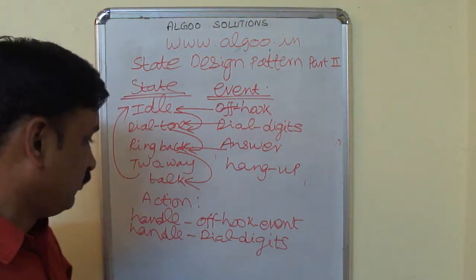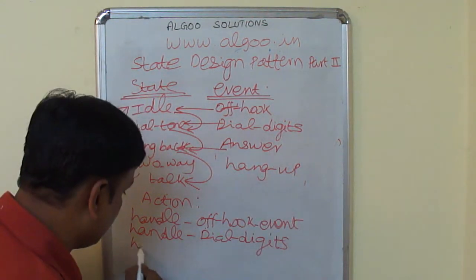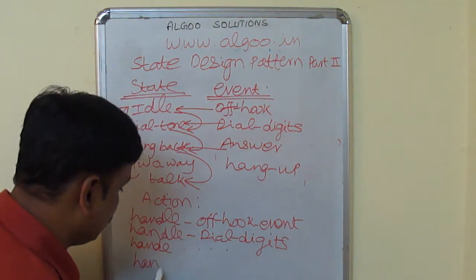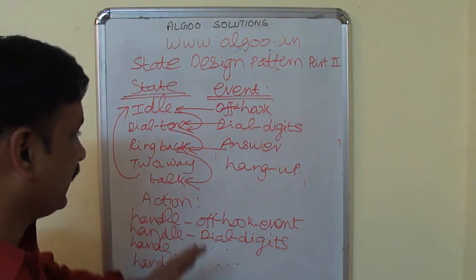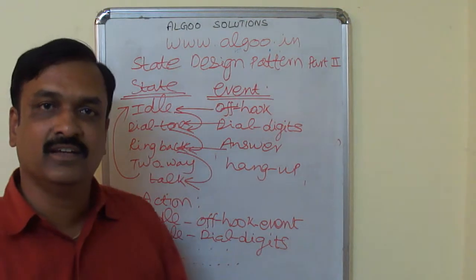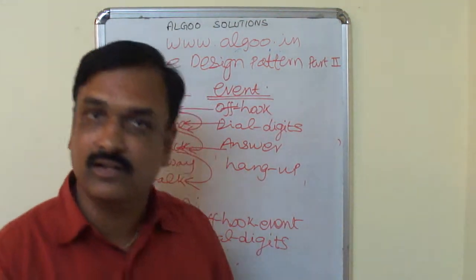But fine, this is a general state machine code, and then you handle answer, handle dot dot dot, and then you handle the other one, right? So these are the actions. Now you compare this with what we wrote for the state machine design pattern in our earlier video.